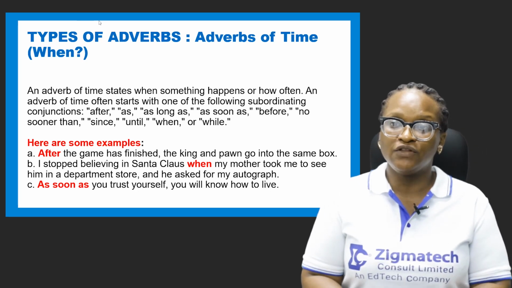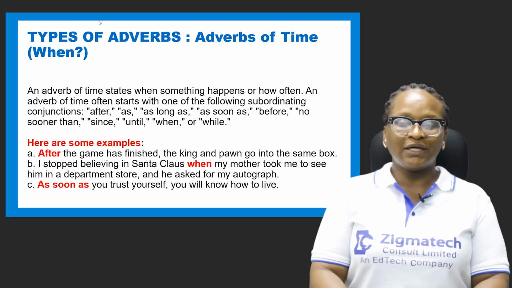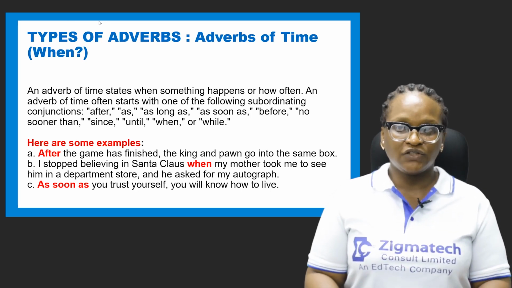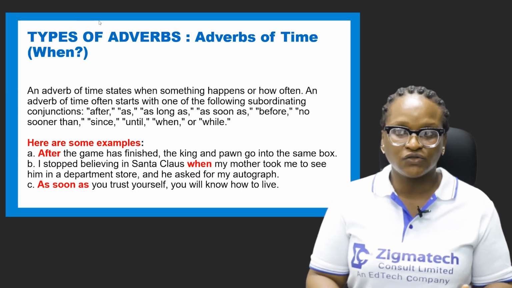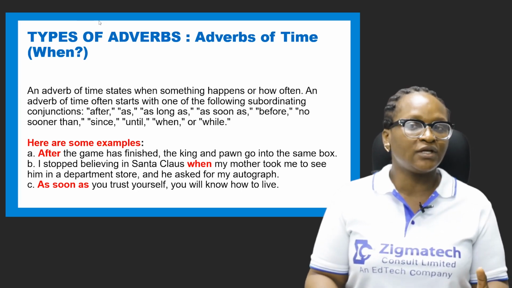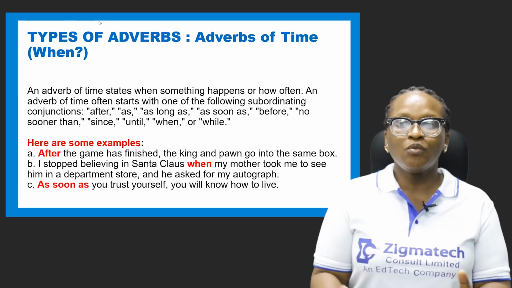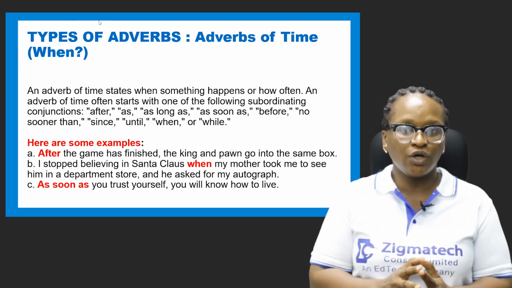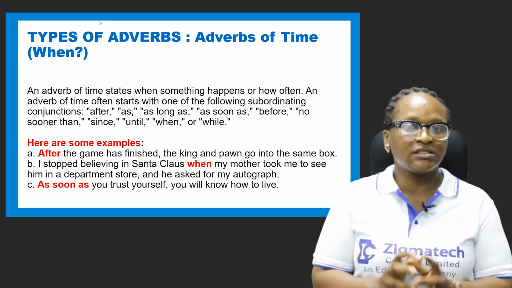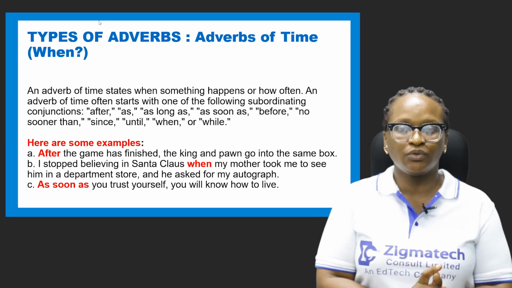So you use any of the following conjunctions when you want to identify your adverb of time. You use after, as long as, as soon as, before, no sooner than, since, until, when, or while. So what we are saying basically is that whenever I use any of these words in a sentence, it depicts adverb of time. Now here are some examples.